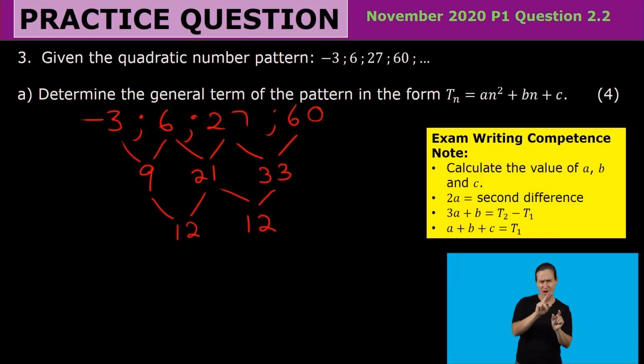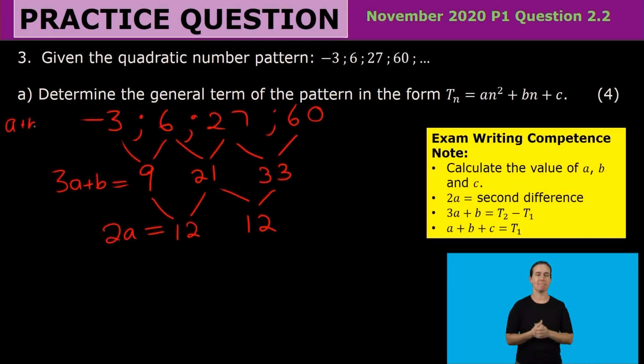Now, what do we know about calculating the general term of a quadratic pattern? Well, we know that 2a is equal to the second difference. We know that 3a plus b is equal to the second term minus the first term. And we know that a plus b plus c is equal to that first term. So let's go ahead and calculate them.